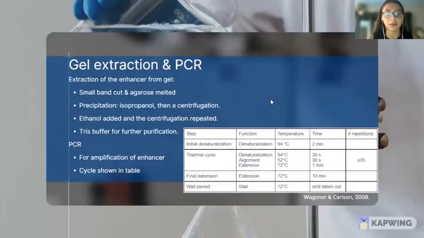For the gel extraction, we are going to take the small band, melting the gel, precipitate it with isopropanol, and adding ethanol with the respective centrifugations. For the purification, we're going to use the TRIS buffer, and for the amplification, we will use a normal PCR process with the master mix kit, conducting the 35 cycles as we can see in the table below over here.